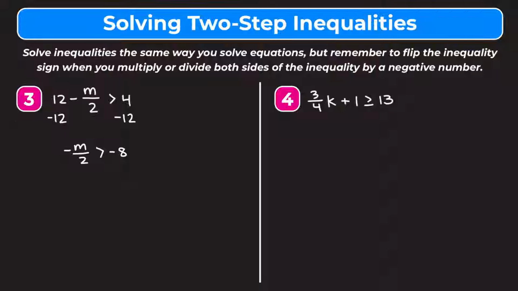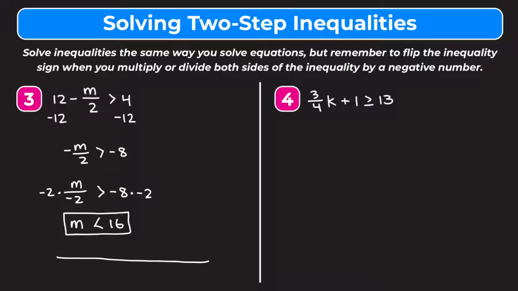Now negative m over 2 is really the same as m divided by negative 2, so I'm going to rewrite it like that, is greater than negative 8. Because m is being divided by negative 2, to get rid of it, we want to multiply both sides of our inequality by negative 2. Because we're multiplying both sides by a negative, we need to flip this inequality sign. On the left, the negative 2s cancel out, and we're left with m. On the right, negative 8 times negative 2 is positive 16. So I get that m is less than 16.